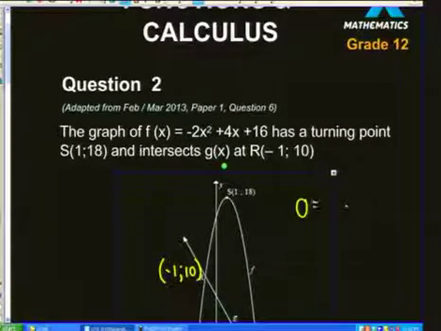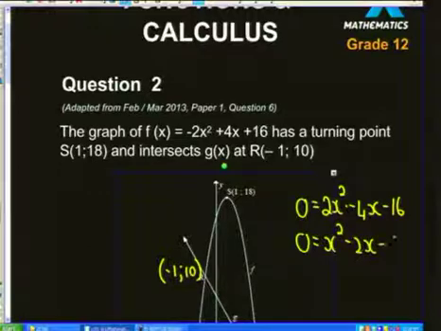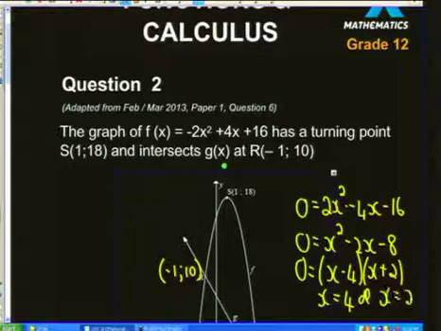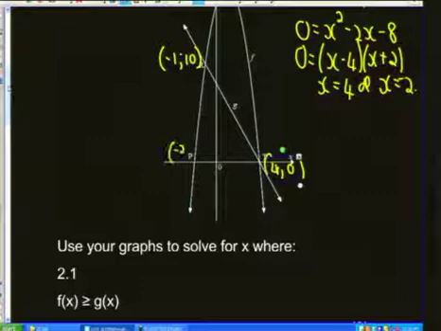So we're going to go 0 is equal to, and I'm going to change the signs, 2x squared minus 4x minus 16. And I'm going to take it through by 2, so it's x squared minus 2x minus 8. And then that will factorize very nicely to x minus 4, x plus 2. And there's an example that in actual fact there's two distinct roots here. So there's 4 and negative 2. So we know this one's going to be 4, 0. And this one is minus 2, 0. Okay, so that's all the information we need for the question.